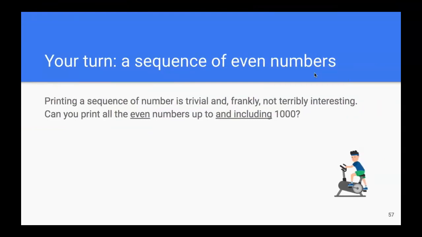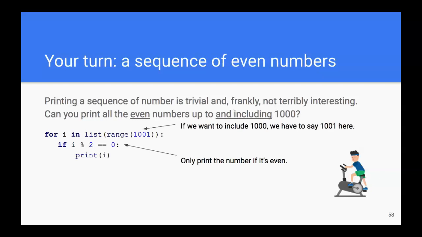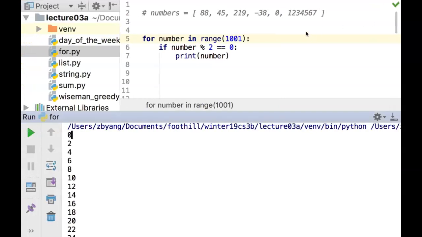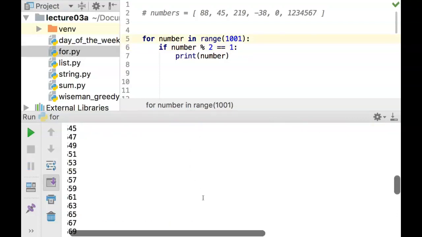Okay, so that's that. So how about another exercise? Something very similar. Printing all the odd numbers up to and including 1,000. Can you do that? I assume that you've done that, or you just can. This is so simple, I'm not even going to try. So this is what you have to do. That's all the odd numbers.